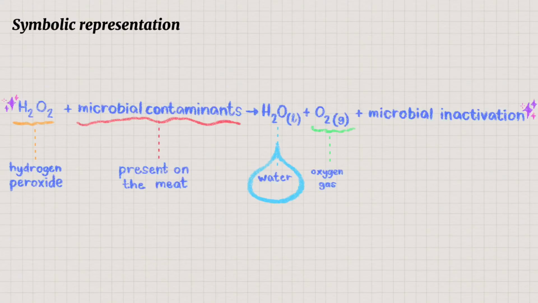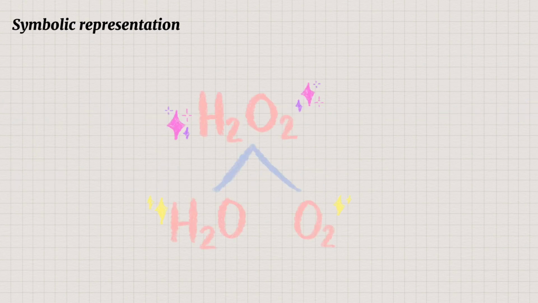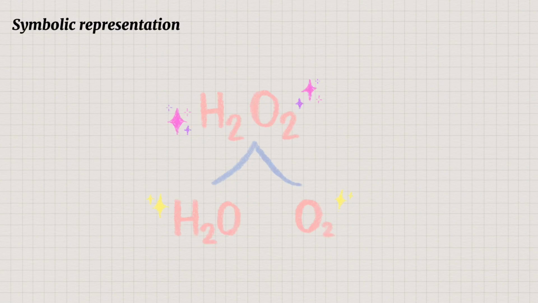The experiment shown earlier has the following chemical equation: H2O2, hydrogen peroxide, plus microbial contaminants present on the meat yields H2O, water, plus O2, oxygen gas, plus microbial inactivation. The hydrogen peroxide breaks down into water and oxygen gas, while the oxygen gas helps disinfect the meat by inactivating the microbial contaminants.